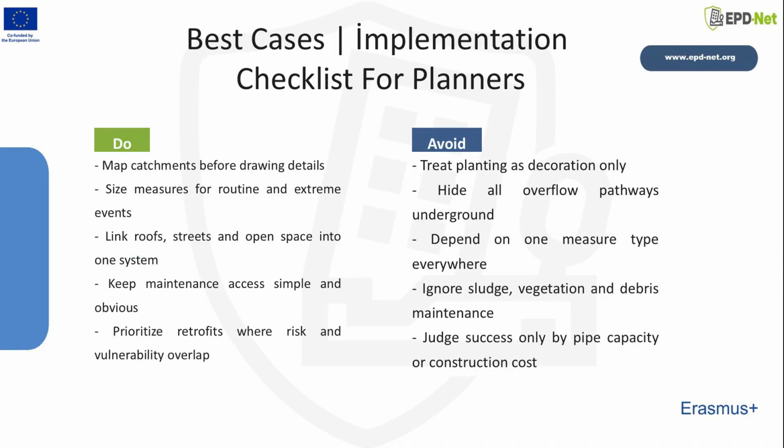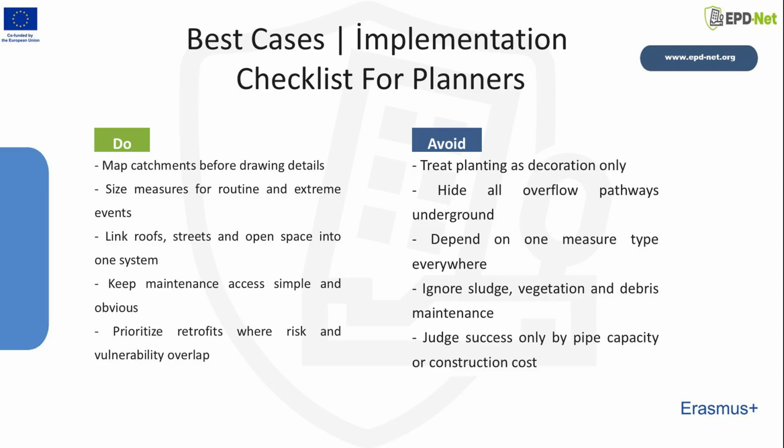This slide translates the lecture into a practical checklist. Planners are encouraged to map catchments before drawing details, size measures for both routine and extreme events, link roofs, streets, and open space into one system, keep maintenance access simple and obvious, and prioritize retrofits where risk and vulnerability overlap.